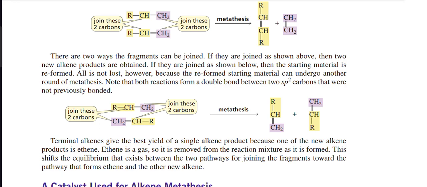Terminal alkenes give the best yield of a single alkene product because one of the new alkene products is ethene. Ethene is a gas, so it is removed from the reaction mixture as it is formed. This shifts the equilibrium that exists between the two pathways for joining the fragments towards the pathway that forms ethene and the other new alkene.